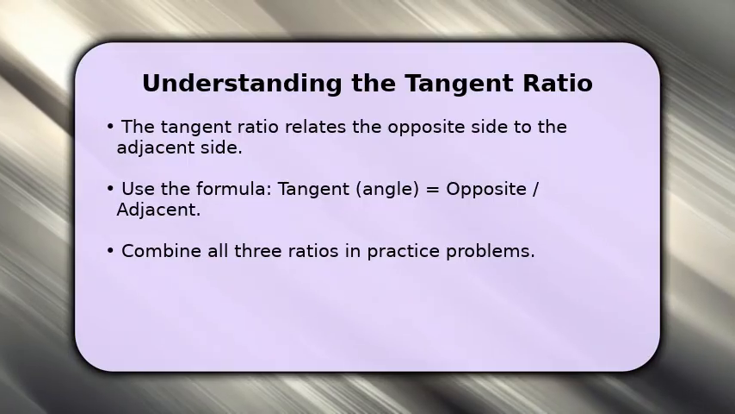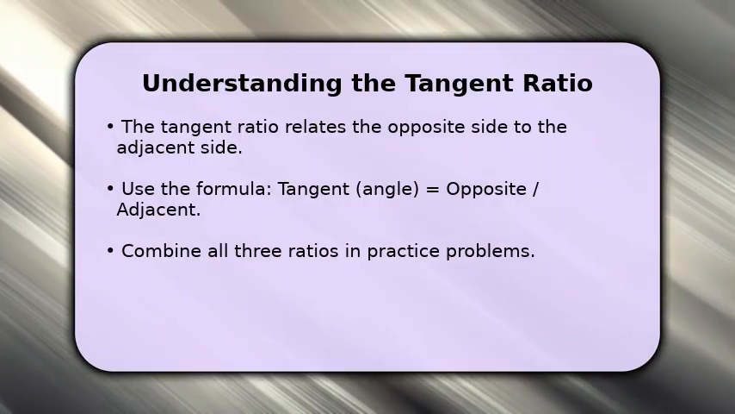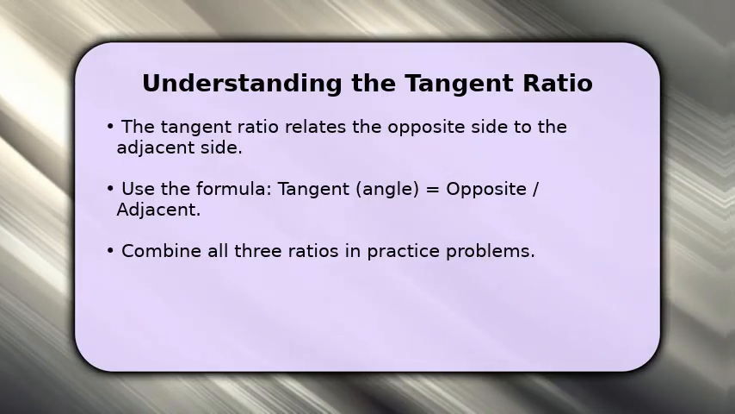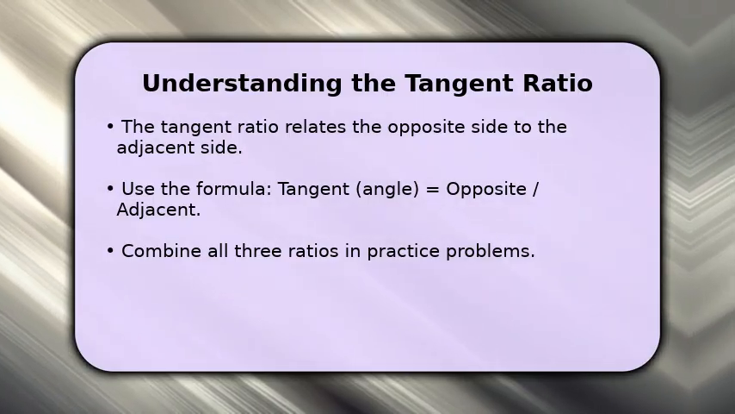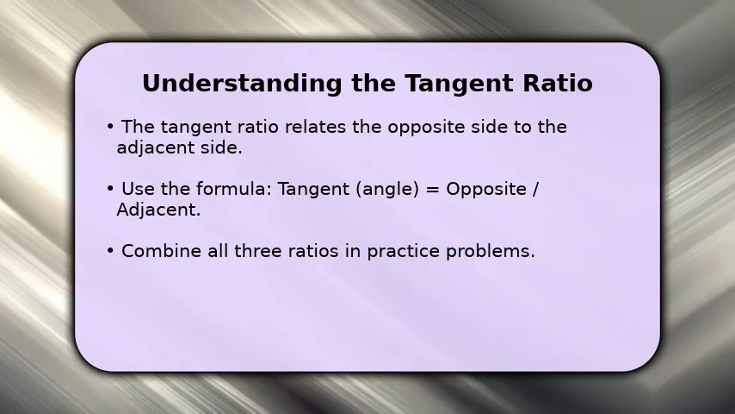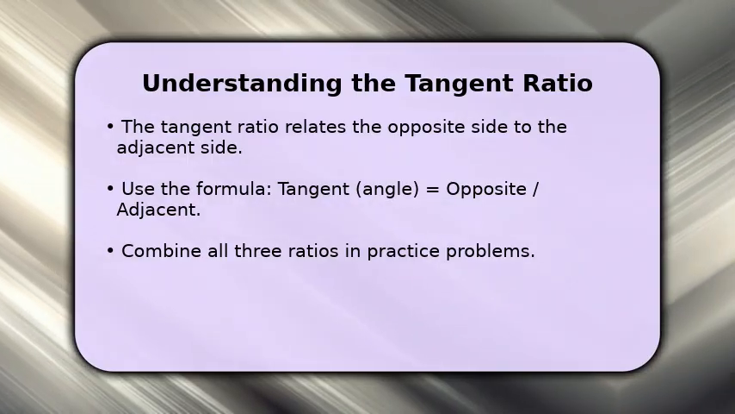Finally, let's understand the tangent ratio. Tangent is the length of the side opposite the angle divided by the length of the side adjacent to the angle. This ratio is unique because it doesn't involve the hypotenuse.